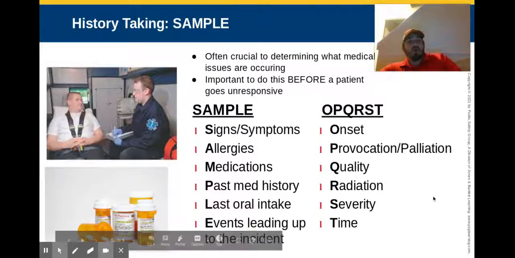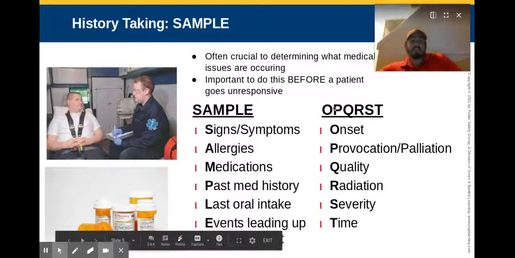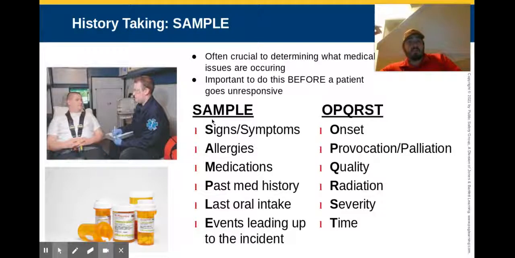So now we have this OPQRST. All right. And this is a second acronym here. And while SAMPLE is for the history, we call it a SAMPLE history, right? OPQRST is to investigate pain. And that could be either pain from a trauma, like, oh, I broke my arm, or pain from like chest pain, like you're having a heart attack.